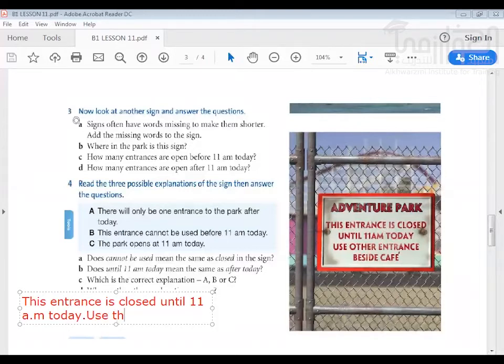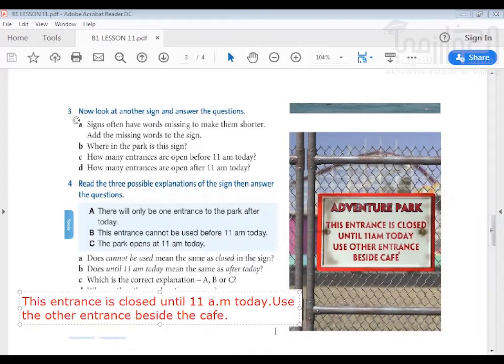Use the other entrance beside the cafe. So this is how the sentence should be. Okay, this is how the sentence should be.